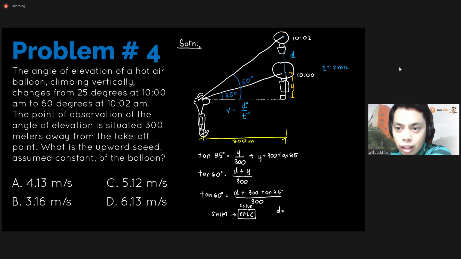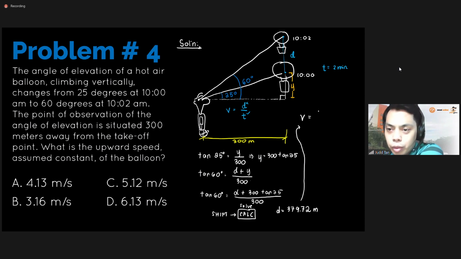300. Right, thank you po. 379.72. Okay, meters, no? Meters. Okay, so alam na natin po yung distance. Nice. So yung speed na ngayon. Speed na lang yung kulang.